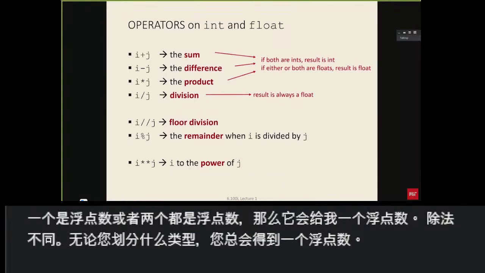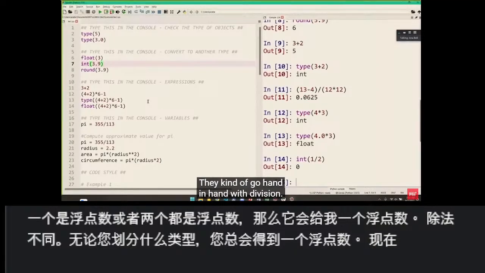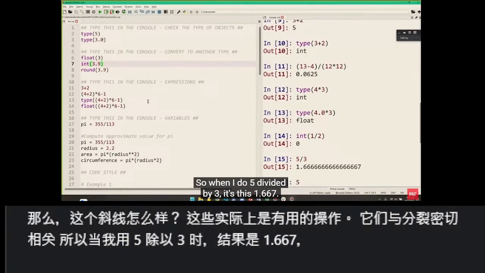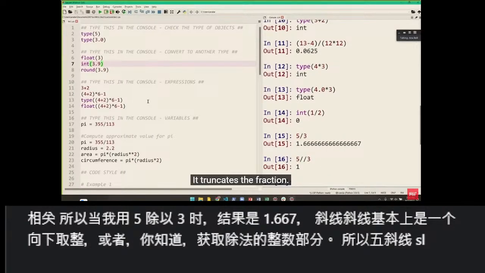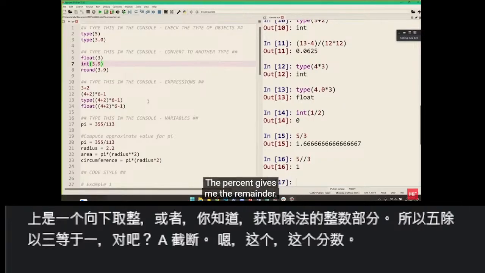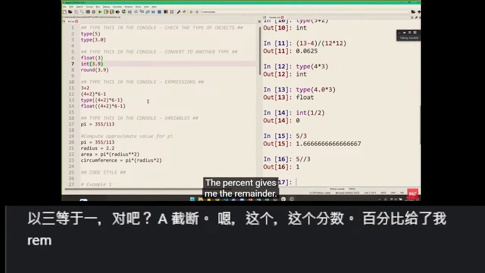Okay. Now what about this // and this %? These are actually useful operations. They kind of go hand in hand with division. So when I do 5 divided by 3, it's 1.667. // is basically a floor, or getting the integer portion of the division. So 5//3 gives me 1, right? It truncates the fraction.